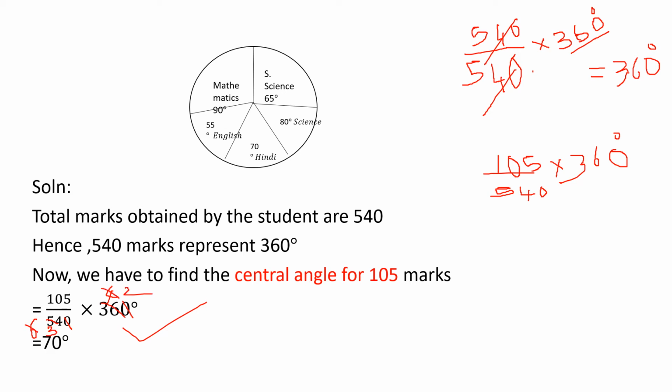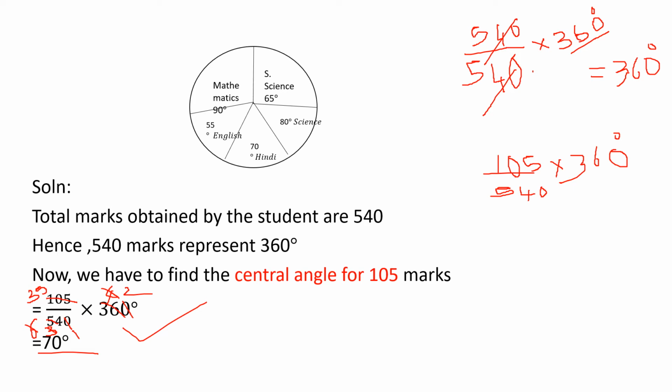Now 105 we can divide by 3, right? So 3 threes are 9, then 1 balance, so 15 it becomes. So 5 threes are 15. Now 35 into 2, we are getting 70. So we have cancelled it and we have found 70 degree.